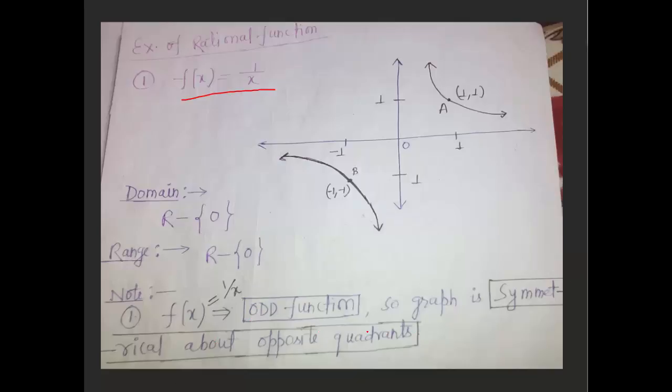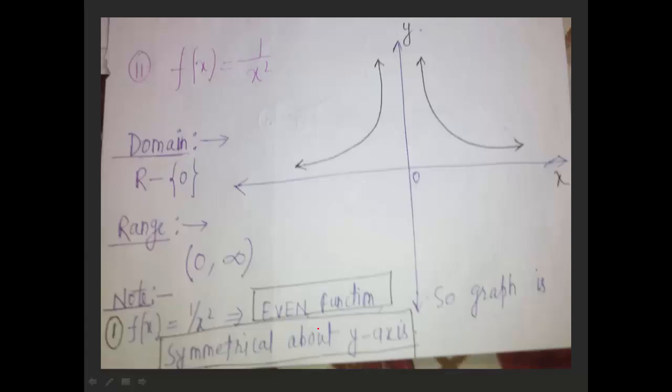I have also already told the... This is a second example, f(x) equal to 1 by x square. This is also a rational function, and this is an even function, and the graph of an even function is symmetrical about the y-axis. That means whatever graph appears in the first quadrant, the same graph will appear in the second quadrant also.